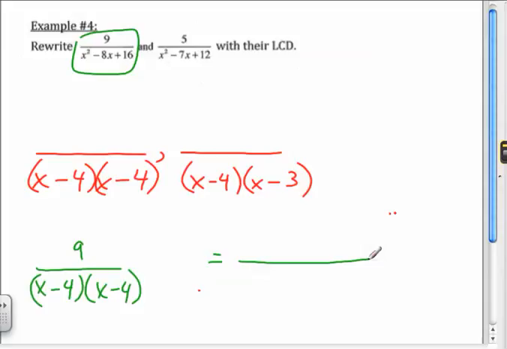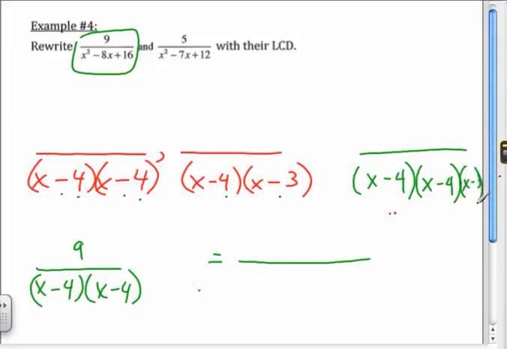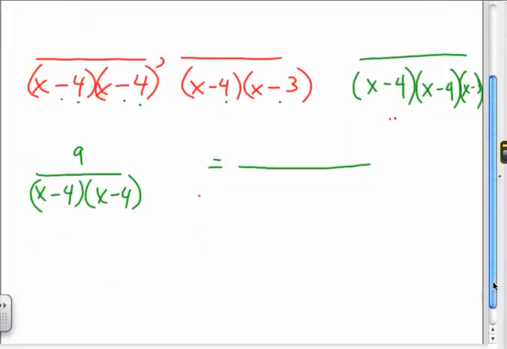Okay? What is the common denominator between these 2 fractions? Eric? It's x minus 4. It has to have that twice to make the first one. Do you agree? Okay. Now, to make the second denominator, what do I still need, Ben? X minus 3. I'm going to squeeze it in right there. So the common denominator has x minus 4 times x minus 4 times x minus 3.